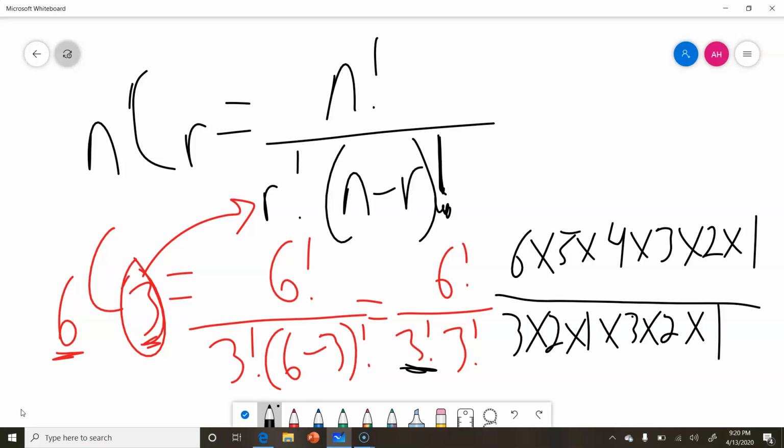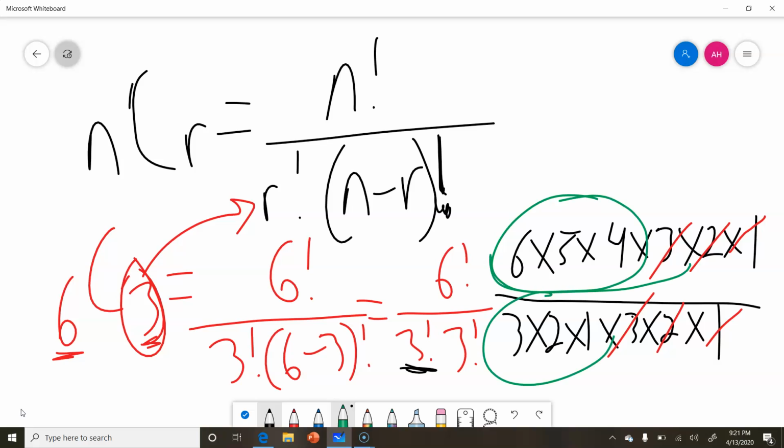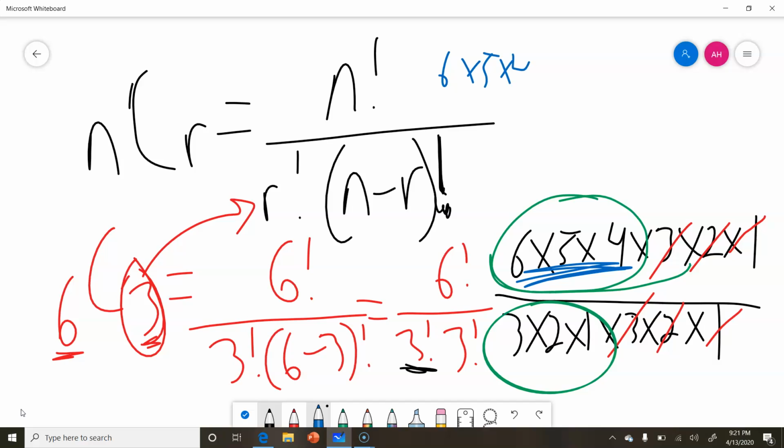Now what I do is I take my pencil and I cross out the 1s, 2s, and 3s. But look what I'm left with. I have all of this left on the top, and all of this left on the bottom. So now all I do is take a calculator and multiply those. What is 6 times 5 times 4? I'm going to do that in a calculator. 6 times 5 times 4.